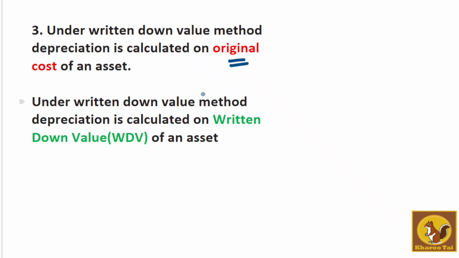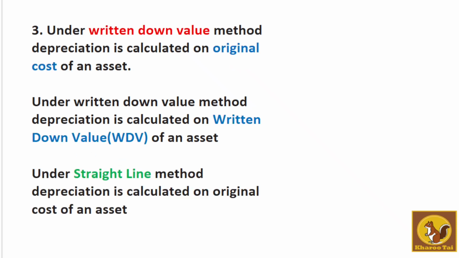If original cost is wrong, then we can correct it by saying under the written down value method, depreciation is calculated on WDV, that is written down value, or the other answer will be under straight line method. We will change the method. Under straight line method, depreciation is calculated on original cost of an asset. You can write either this or this. Any one of this is right. Both these answers are right.